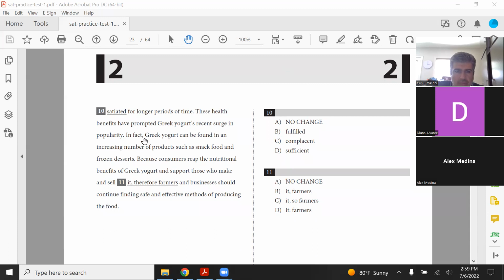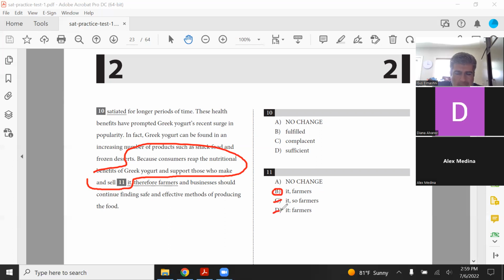And then let's finish it off. "These health benefits have prompted Greek yogurt's recent surge in popularity. In fact, Greek yogurt can be found in an increasing number of products such as snack food and frozen desserts. Because consumers read the nutritional benefits of Greek yogurt and support those who make and sell it, therefore farmers' businesses should continue finding safe and effective methods of producing the food." Again, I don't know if I should say therefore, but you're saying because blah, blah, blah, farmers' businesses should. Yeah, I would go B.